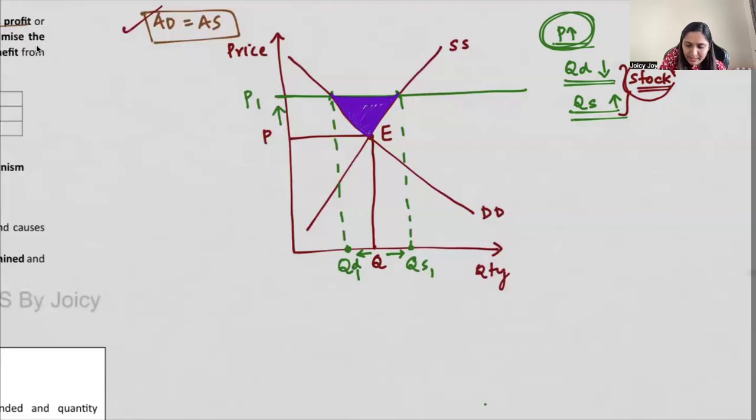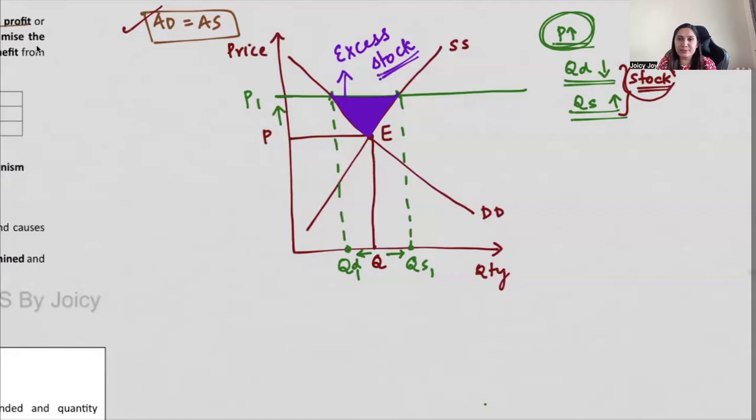Okay. So this triangle denotes excess stock created in the market. As a result of this excess stock, what would the sellers do? The sellers are incurring excess stock accumulation, which means the sellers are not able to sell everything out.